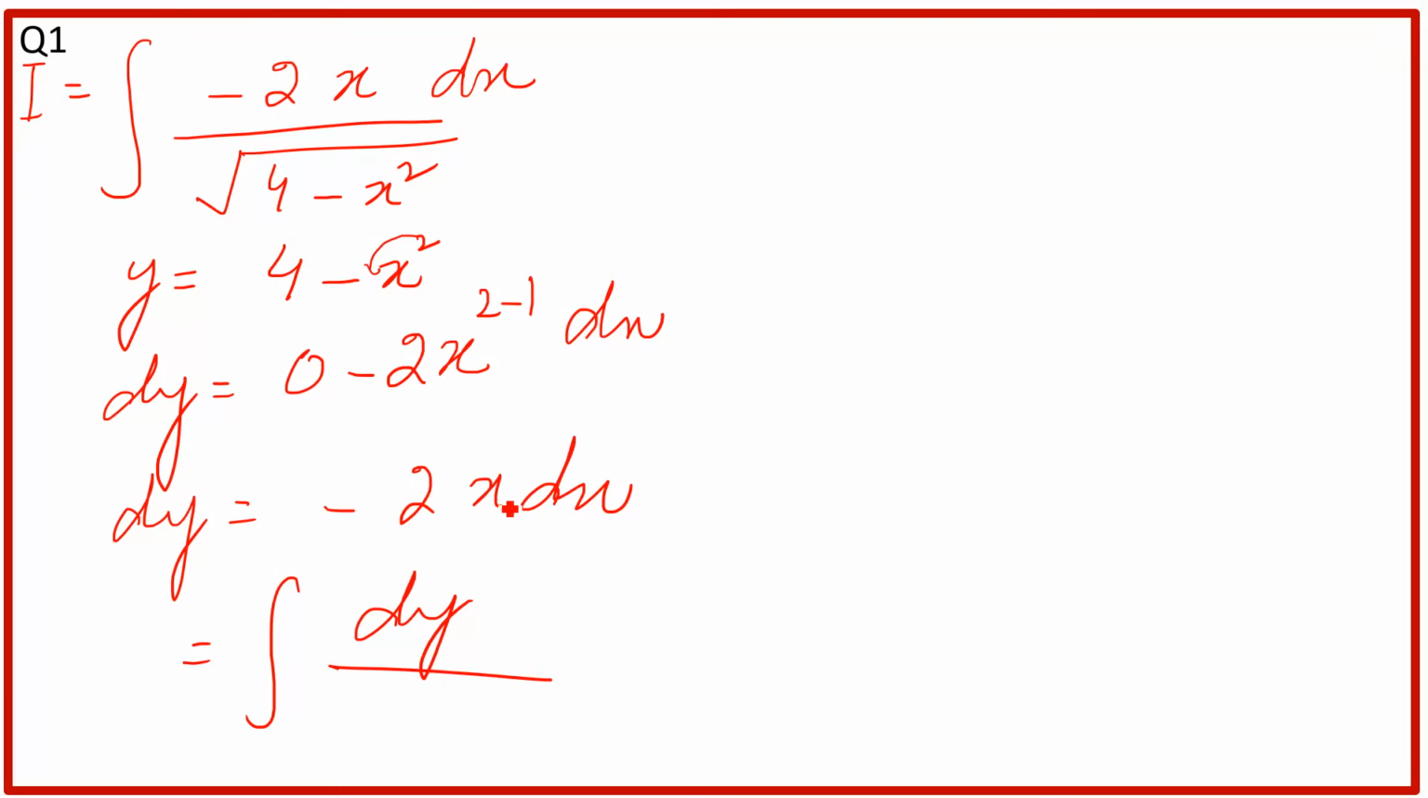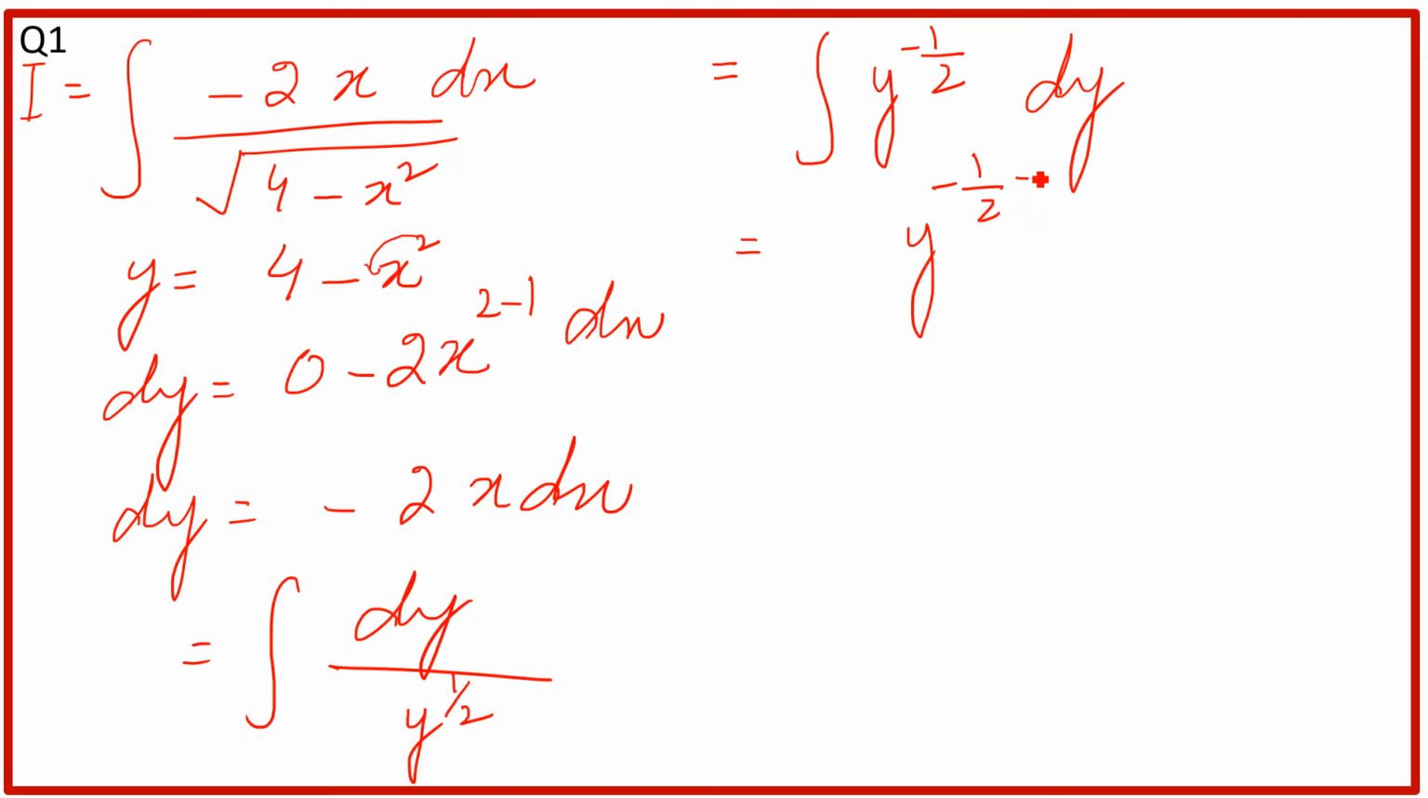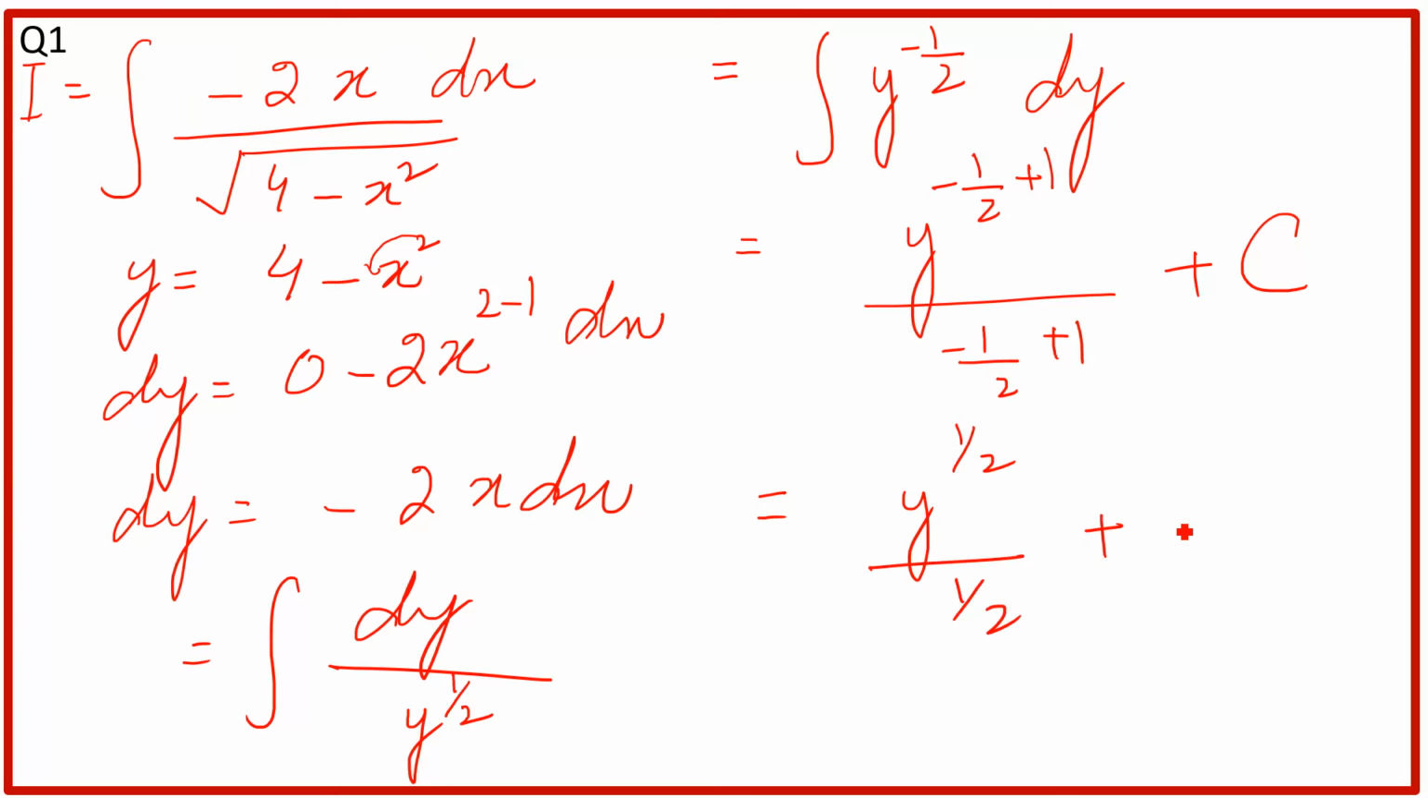And then y, 4 minus x square, we have supposed is equal to y. So y and the 1 over 2, because this is under root. Now in the next step, we will take this y to the power minus 1 over 2 dy, because here the function is this and the derivative is available here. So how will we solve it? It is very simple. Minus 1 over 2 plus 1, and then you have to divide it by the new power or the new exponent. It is y to the 1 over 2 divided by 1 over 2 plus c.